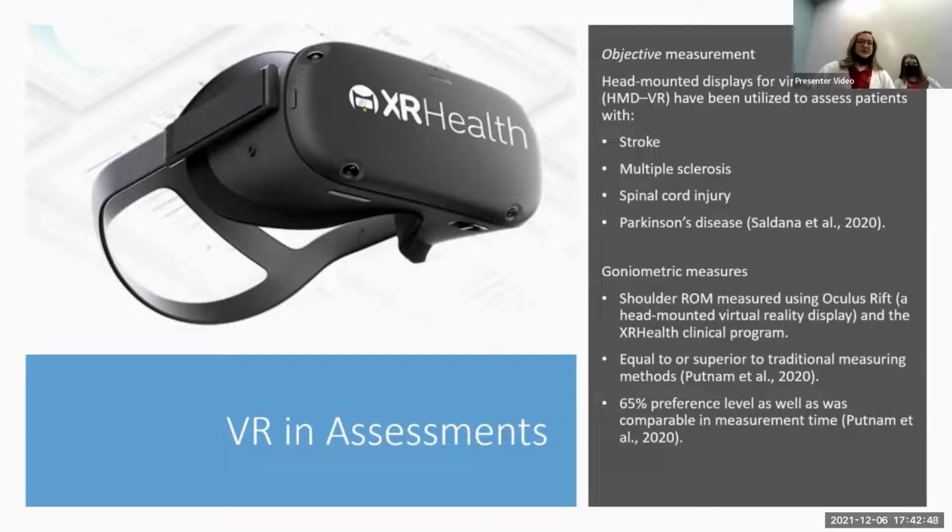And then going back to the goniometry, it was used, this picture here, it's an Oculus Rift, so your headset model with the XR Health clinical program, and it was used for shoulder range of motion. And they found that the VR method was equal or superior to the traditional measuring methods. As well, there was a 65% preference measure, and it was comparable in measurement time. So it didn't take any longer, because goniometry doesn't take a super long time, but the VR was comparable in that time.